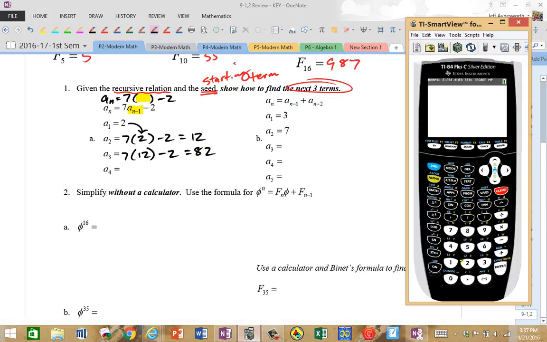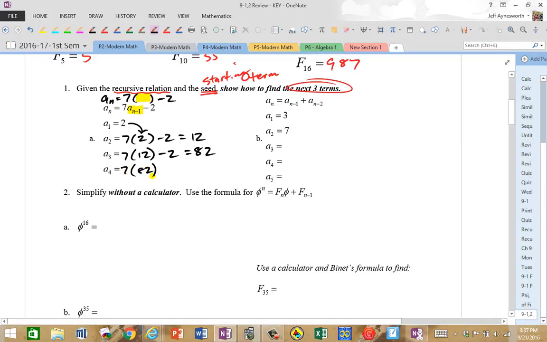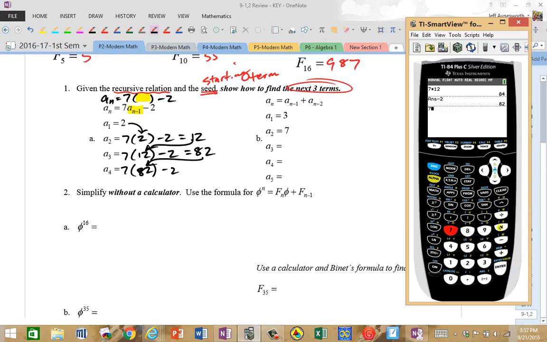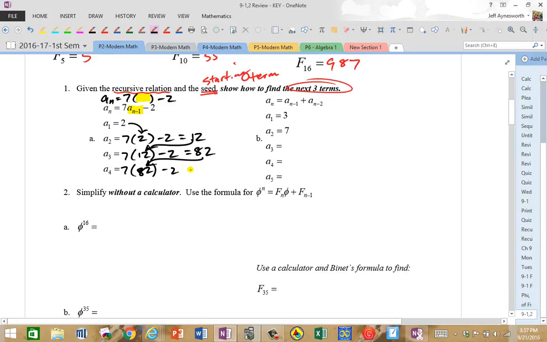If you don't believe me, just enter it in. So you go 7 times 12, all right, minus 2, and you got to enter it in correctly here, so let me try that again. 7 times 12, that's 84, all right, minus 2, it's 82. And we got to take 7 times 82 minus 2. So you got to substitute that in. You always take the previous term and substitute it in. So you got to take 7 times that. So 7 times 82, all right, minus 2, 572.